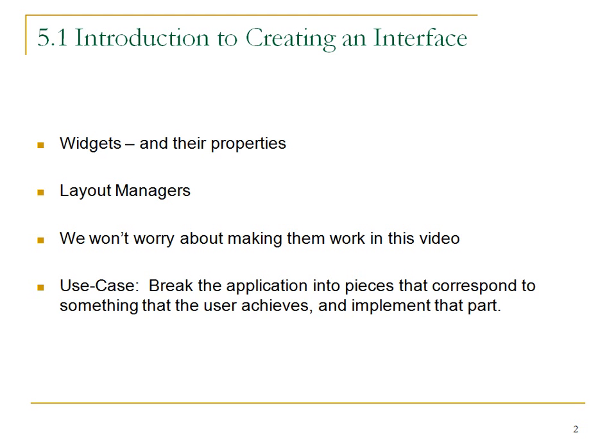If you're familiar with agile development or even UML use case diagrams, the idea here is that we would break the application into pieces that correspond to something that the user does, and then implement that part and get it working. And then the next piece that corresponds to something that the user does, and implement that part. So the applications in agile software development get developed and tested individually and based on something that the user does.